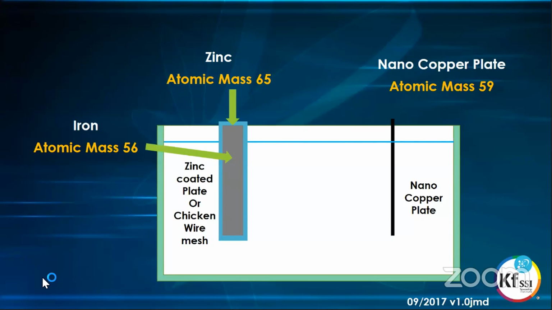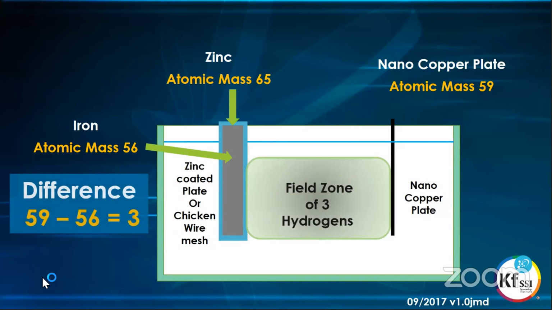But now we've also got iron in our box, in the middle of your plate, or even in your chicken wire. And the atomic mass of iron is 56. So now that comes into play, because you've got your 56 and then your nano copper plate is 59. So the difference of those two is 3. So now we are also creating in that field zone 3 hydrogens.